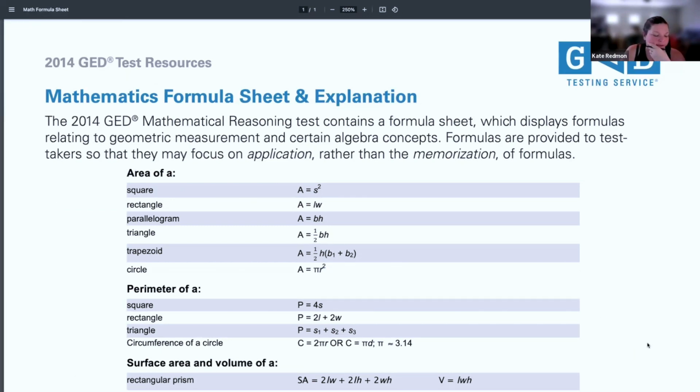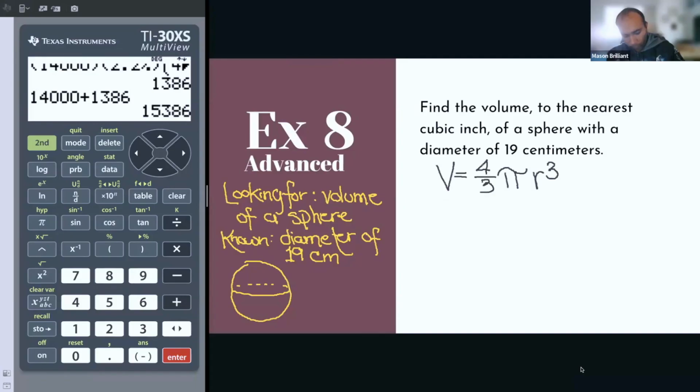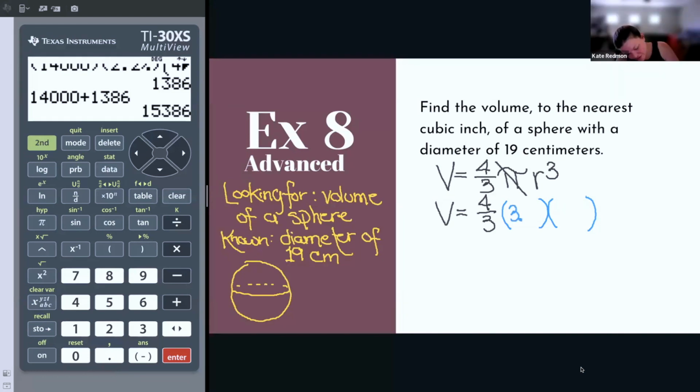Okay, Mason, where do you think I will find that formula then? I would first look in the surface area and the volume part. What shape are we looking for? A sphere. And there's two formulas. Which one should I use? I know the question was asking for volume, so I'd go with the one on the right. Beautiful. Now that I have my formula, can you please help me substitute in? Volume equals 4 over 3, parentheses, and we know that pi is 3.14. Yeah, 3.14, close enough. Approximation.